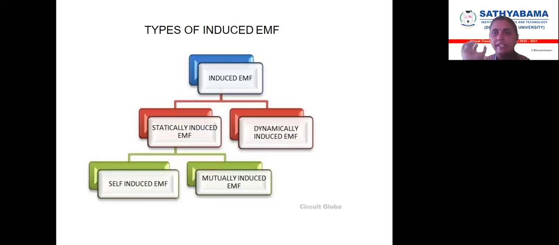That is called self-induced EMF. The next is mutually induced EMF. If the current in the neighboring coil changes, there will be a change of flux linkage in the second coil, so the EMF changes. That is called mutually induced EMF. So this is the difference. In self-induced EMF, the flux linkage changes in the coil's own coil, and in mutually induced EMF, the flux linkage is related to the neighboring coil. Now we will explain this again.